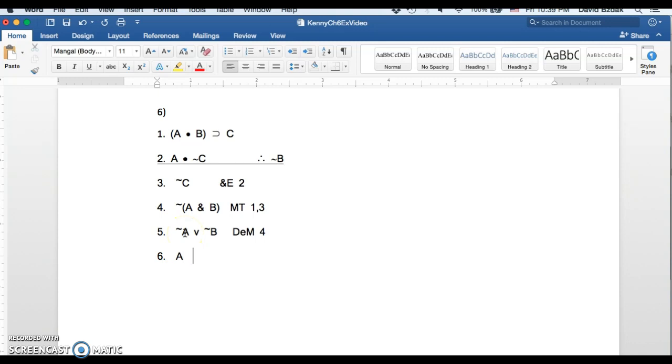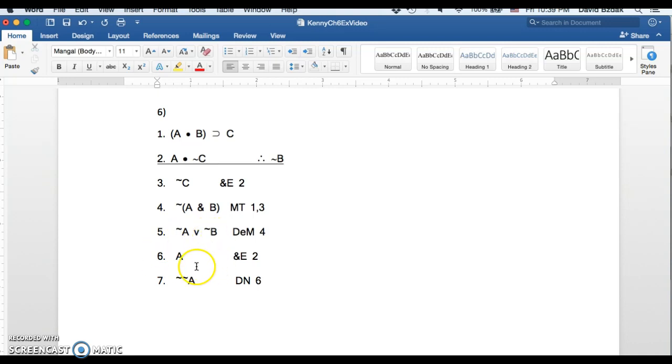Well, we can get A by a conjunction elimination of 2. Right? Remember, if you have a conjunction, you can get either conjunct by itself. But again, this is not the negation of not A. It's not a negation at all. So to make it a negation, we have to apply the double negation rule.